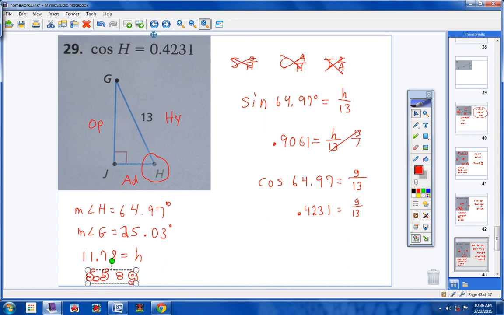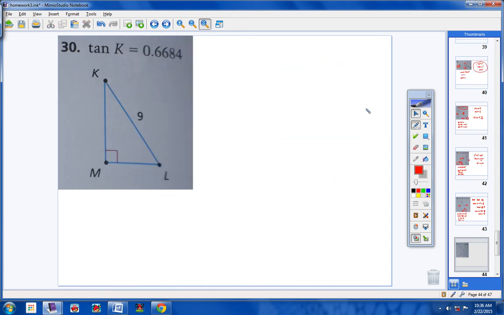Alright, moving on now to number 31. Alright, we're missing angle K. Tangent of angle K equals 0.6684. So I'm going to very quickly, since I'm missing an angle, type into my calculator inverse tangent of 0.6684. And if you type that in correctly, you're going to get 33.76 degrees. So the measure of angle K equals 33.76.